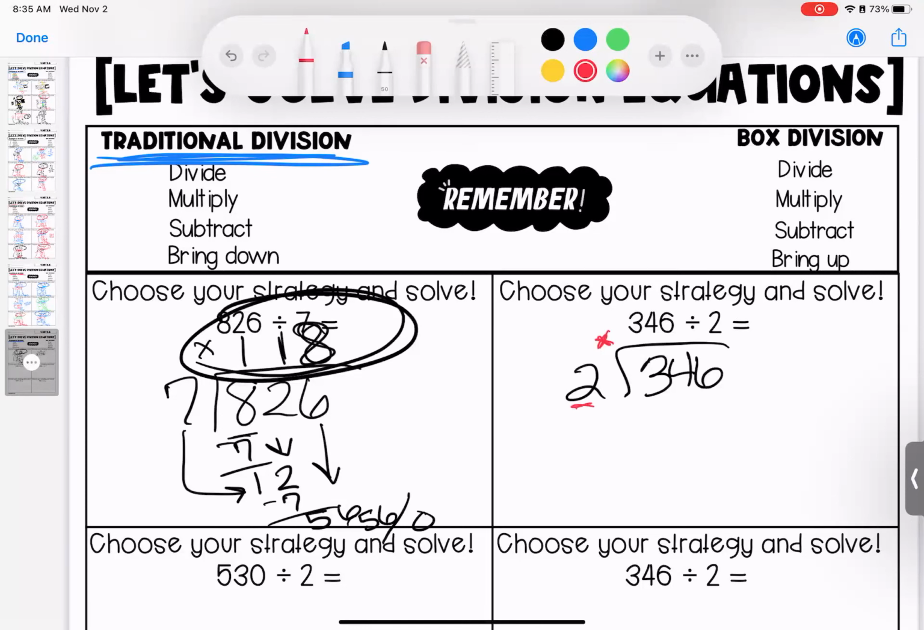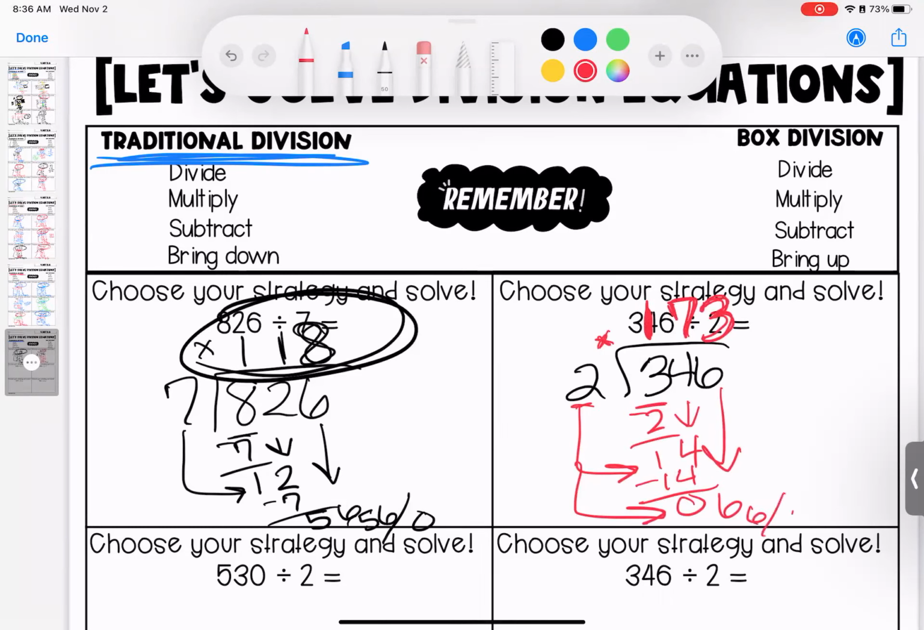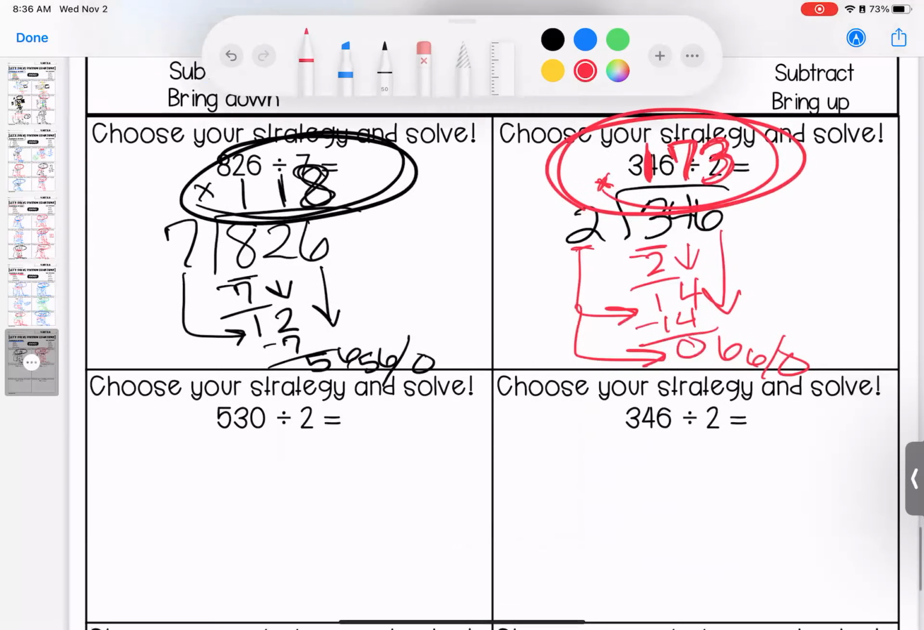All right, 2 into 346. Well, 2 goes into 3 one time because 1 times 2 is 2. We subtract 3, take away 2 is 1. Bring it on down. 2 into 14. Yes, ma'am, I can do that. It goes in 7 times because 7 times 2 is 14. I subtract, I get 0. I bring it on down one more time. 2 into 6, that's easy peasy lemon squeezy. That goes in 3 times because 3 times 2 is 6. Nothing left. My answer, 173.